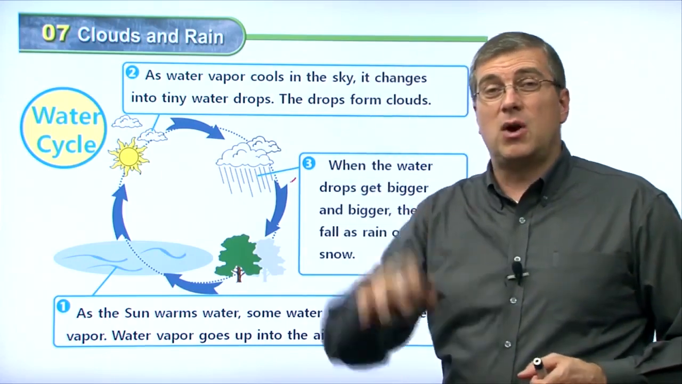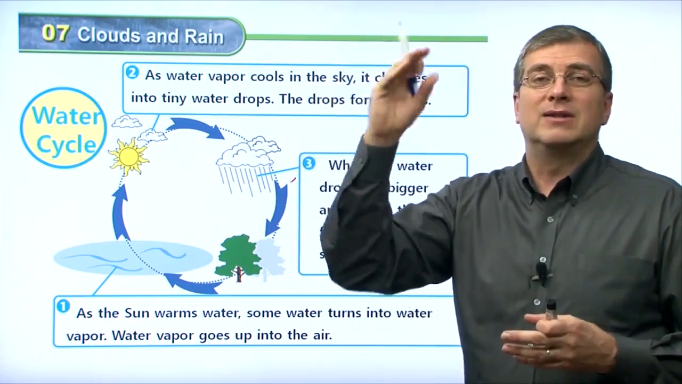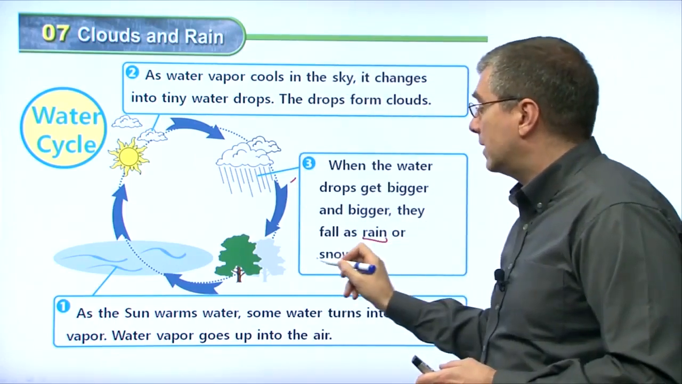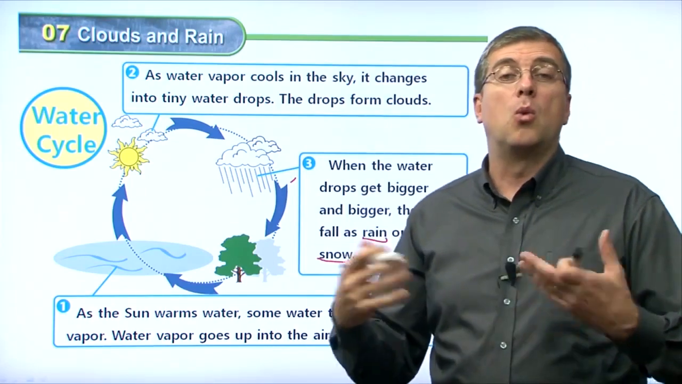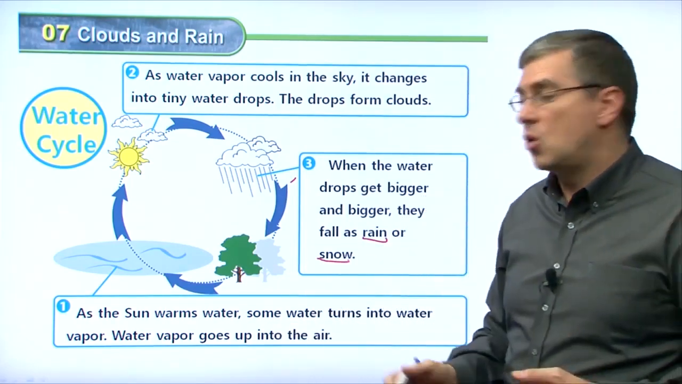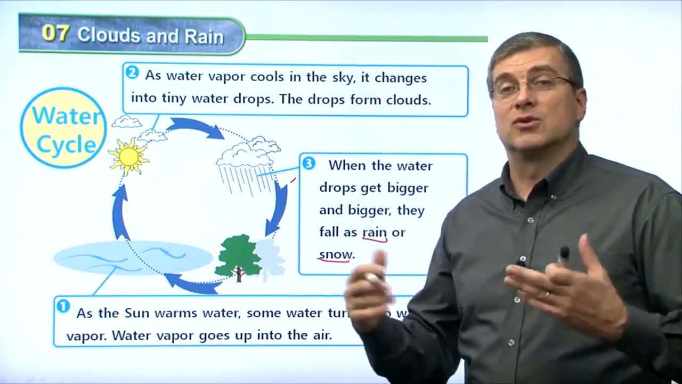So then they begin to fall because they're too heavy. They can't stay in the air. They fall as rain or as snow, depending on how warm or cold it is. What is the temperature? If the temperature is cold, it'll fall as snow. If the temperature is warm, it will fall as rain.